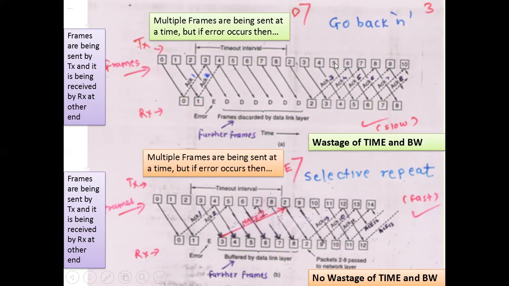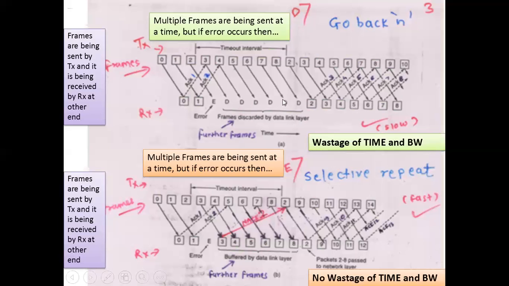So what is going to happen in the go back n technique? It processes like this. Wherever the error has occurred, from that frame onward all the frames are discarded by the data link layer. Though other frames are received and only one frame has an error, all the frames from that point are discarded. So it is a loss, and there is a wastage of time and bandwidth.